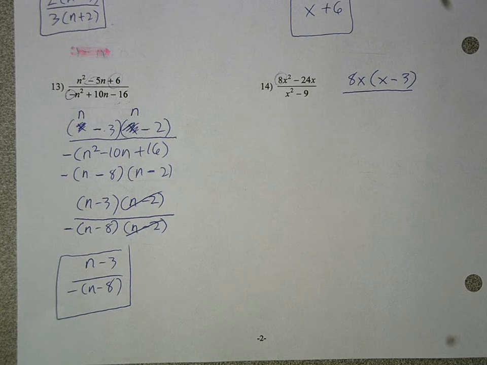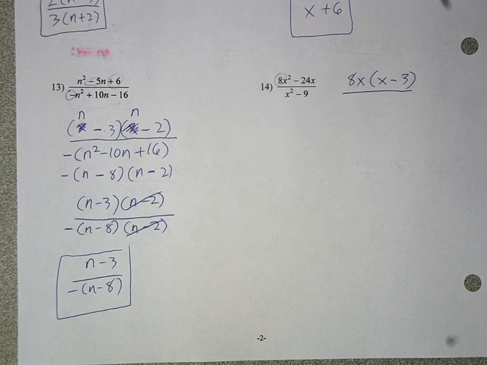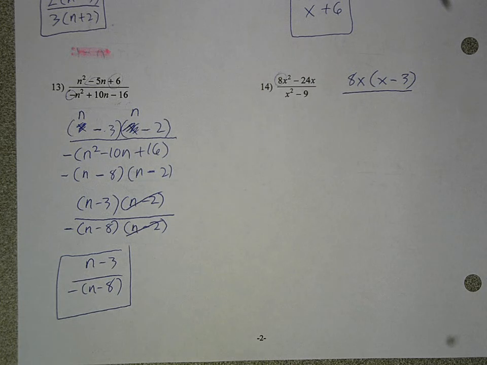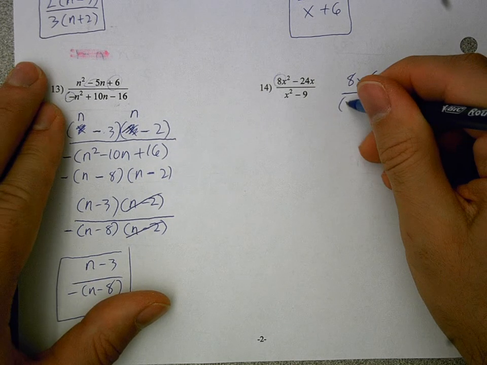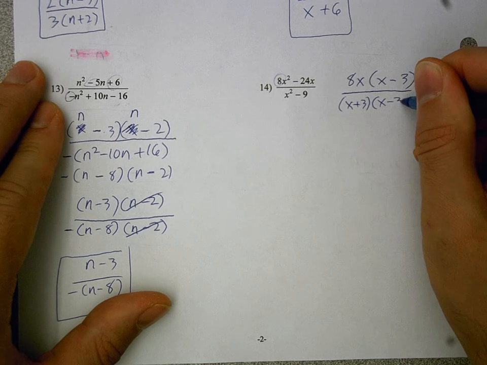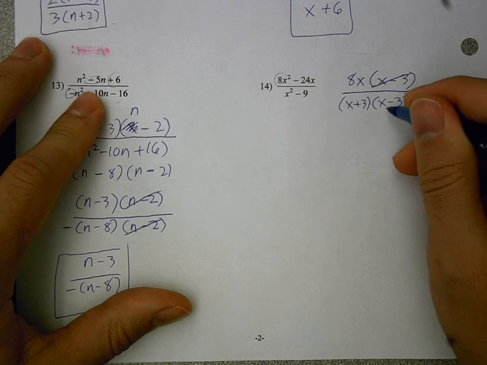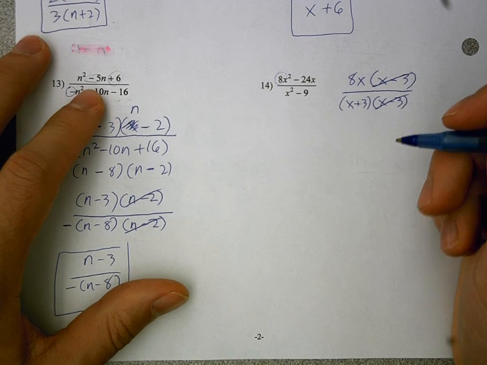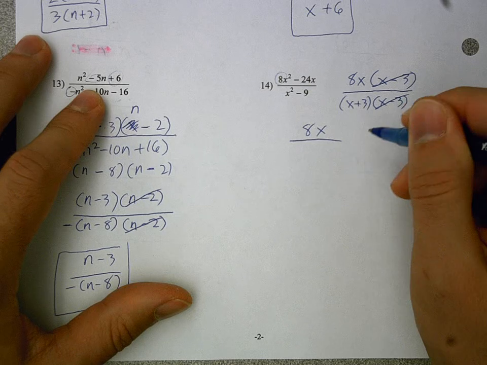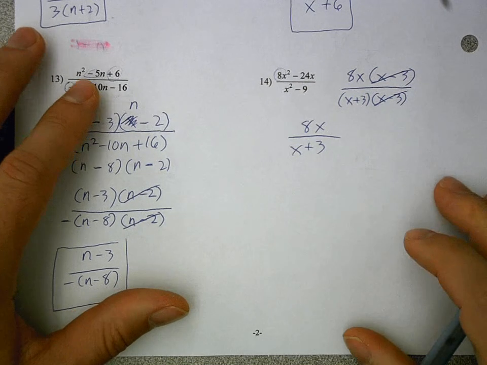All right, and then this last one, the x squared minus 9, we've done this a ton, and it's going to keep coming up over and over again. Difference of squares, right? X squared minus, what squared makes 9? 3. So I want this x plus 3, x minus 3. So I do x plus 3, x minus 3. What can I cancel out? X minus 3. X minus 3's are gone. And again, I should say reduce. 8x over x plus 3. And then I just cancel out the x's, right?